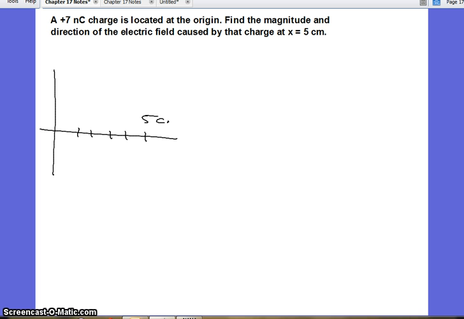Here's 5 centimeters out. There is a charge located at the origin. So I'll draw a little dot representing the charge. I'll label this as Q7 because the charge is 7 nanocoulombs.